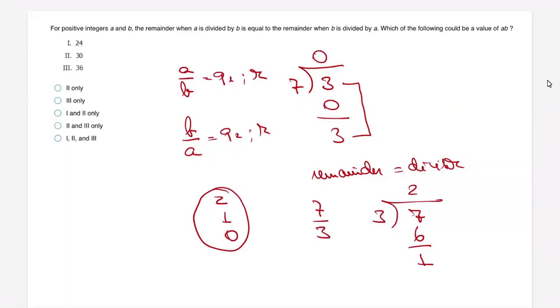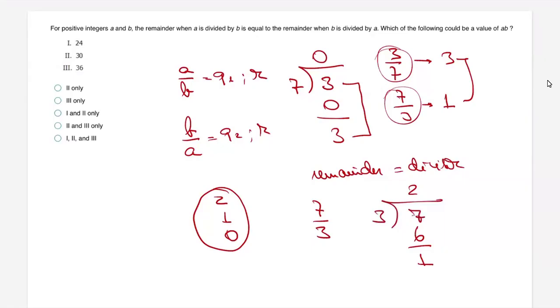So how is this possible? 3 divided by 7, the remainder is 3. 7 divided by 3, the remainder is 0 if it was exact, but it is not. It is 1 or 2. In this case, it is 1. So in this way, the remainders are never equal.